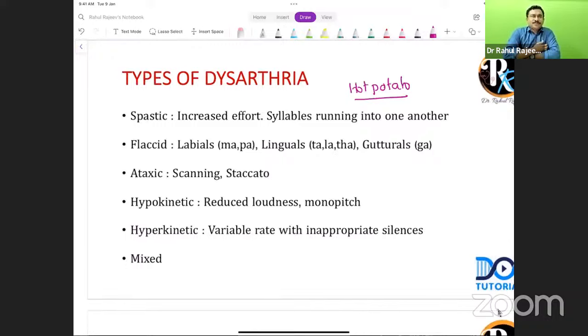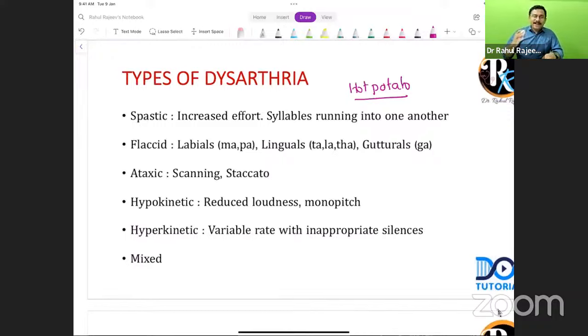For example, my name is Rahul. I did not say my name is Rahul. I said my name is Rahul. It's not Rahul, they say Rahul. So syllables are running into one another. This is a spastic dysarthria, as if there is a hot potato in the mouth.